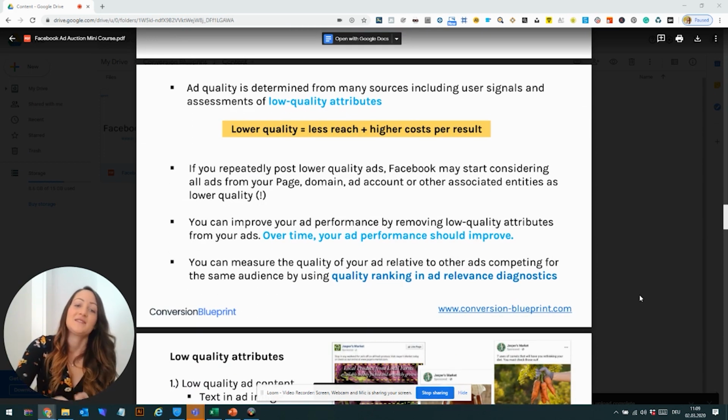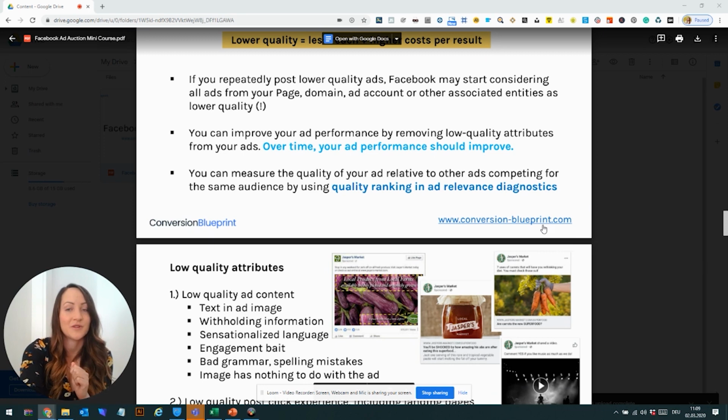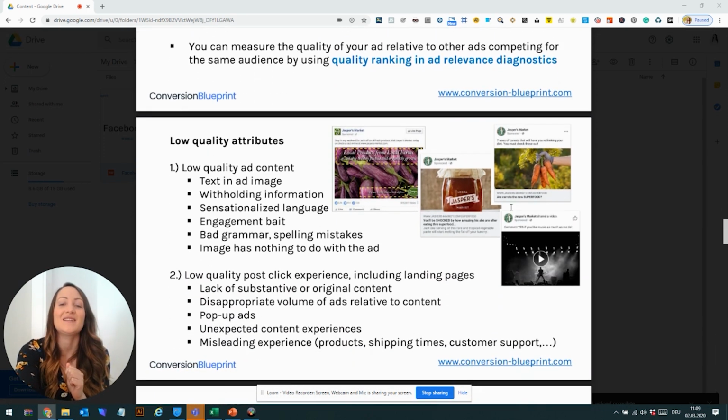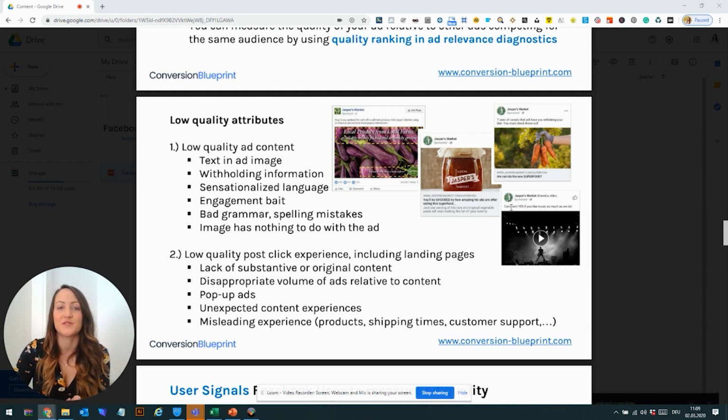The good thing is that you can measure the quality of your ad relative to other ads that you are competing with in the same auction. And for that, you can use the quality ranking in the ad relevance diagnostics. And I'm going to explain that to you also, so stay tuned. It's a very important, very powerful tool. So let's start with the low quality attributes within the ads.